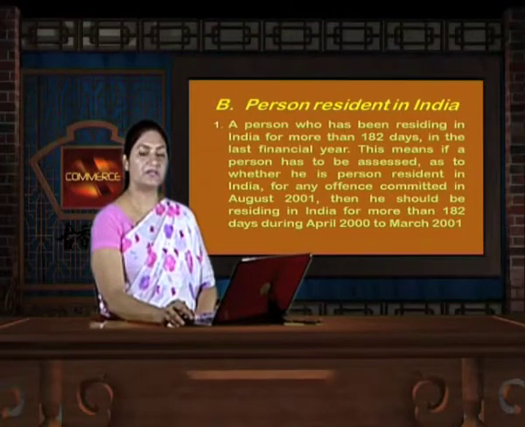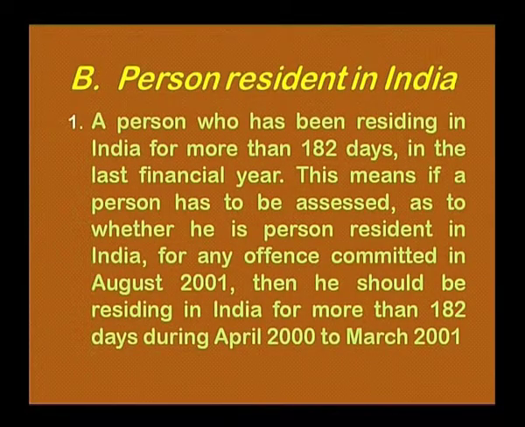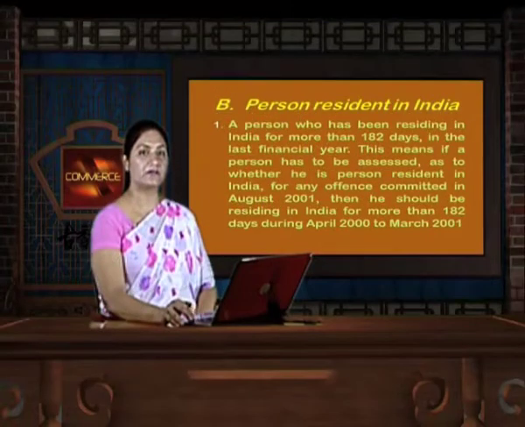Secondly, a person resident in India would include a person who has been residing in India for more than 182 days in the last financial year. This means if a person has to be assessed as to whether he is a person resident in India for any offence committed in August 2001, then he should be residing in India for more than 182 days during April 2000 to March 2001. That is the financial year preceding the year in which the crime or the act was committed.